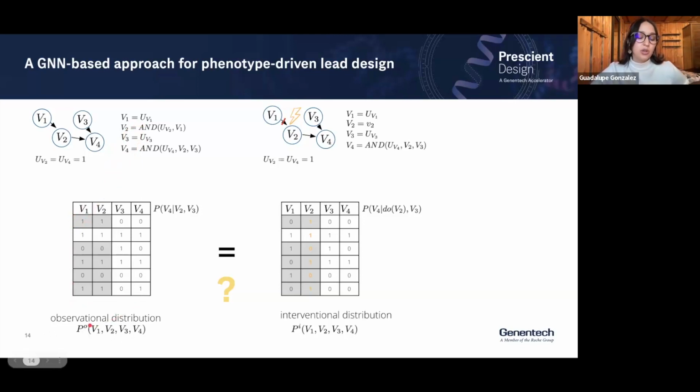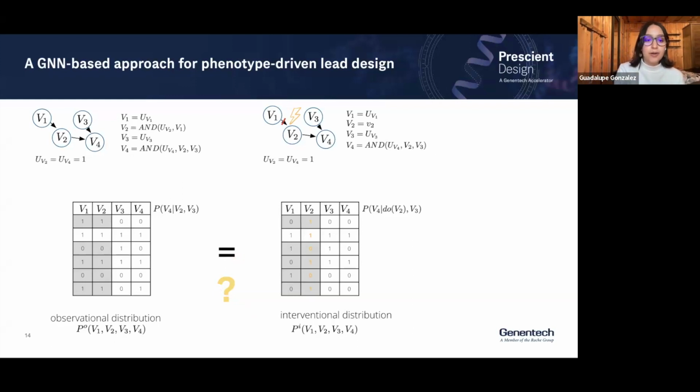After doing this, we obtain what's called an observational joint distribution. This is whatever observations or data we get upon no intervention. And then when we look into the system that has been perturbed, we can again generate samples following the modified structural equations. And here we obtain what's called the interventional joint distribution. What we can see here is that these joint distributions are different because we have broken the relationship between V2 and its parents.